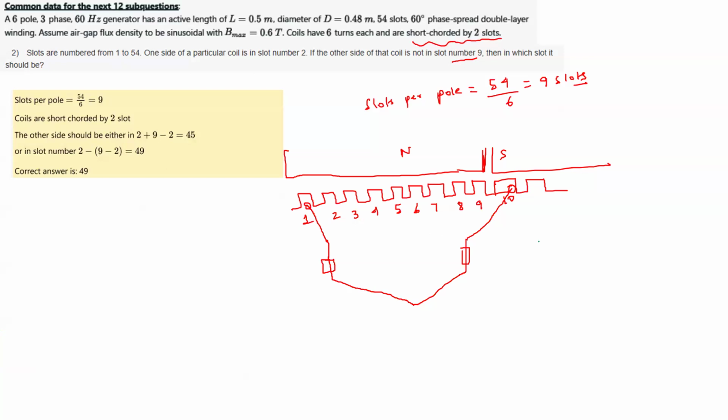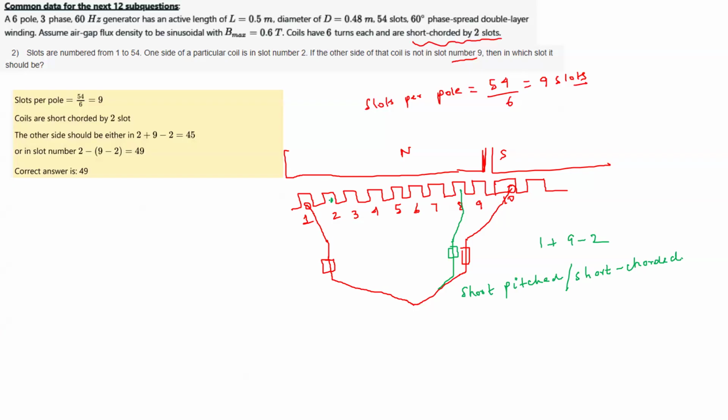So 1 plus 9 minus 2, which is 8. So it will be in 8. This is called short pitched, or short chorded. Now they're saying suppose one coil side is in number 2. Where should the other end of number 2 be? Let us try to find out.